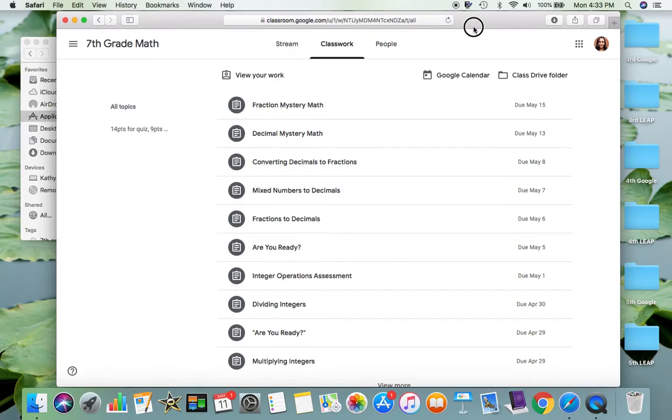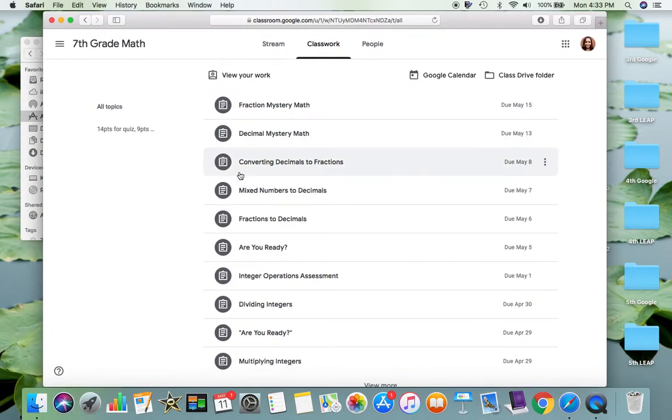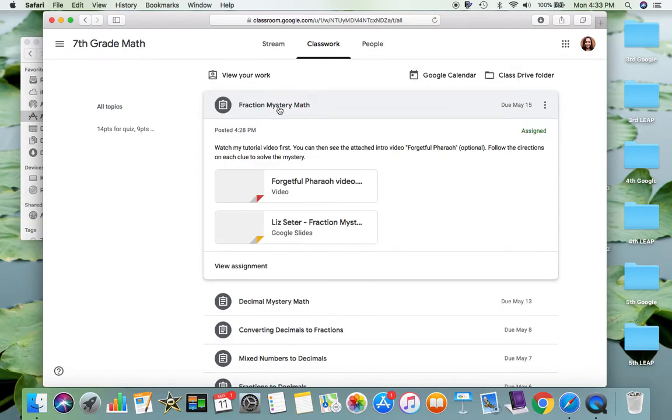It's going to be the fraction mystery math. Here are your directions. Again, you're going to have a tutorial from me. Watch that one first. Then, if you want, it's optional, you can watch this little video, which is about 2 minutes. It's the Forgetful Pharaoh video. This mystery has to do with a pharaoh that's looking for a missing object.